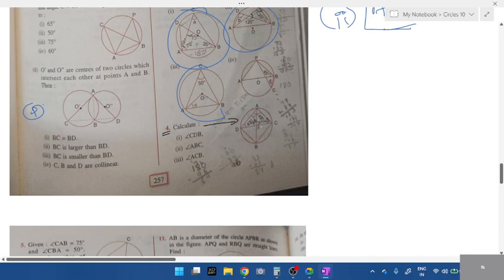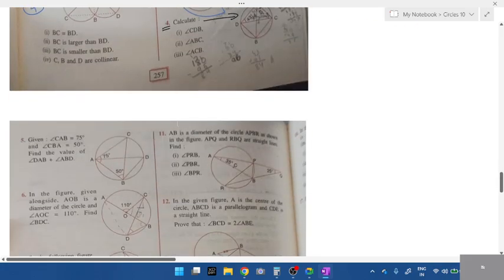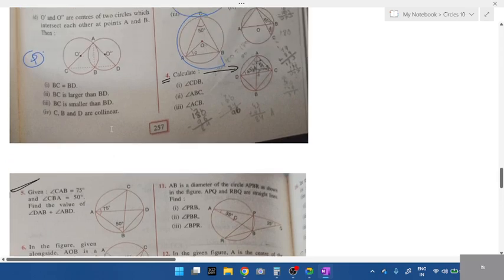Isn't the fourth one similar to the one we solved, that board exam question? Only thing is the value is given on top, students. In the second half it's given. It's not given below. Try the fourth question for homework. You can try the fifth one. It's very easy. Okay, try the fifth. We'll do the rest remaining tomorrow.